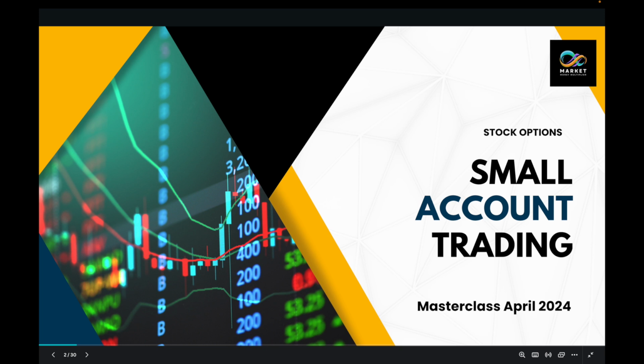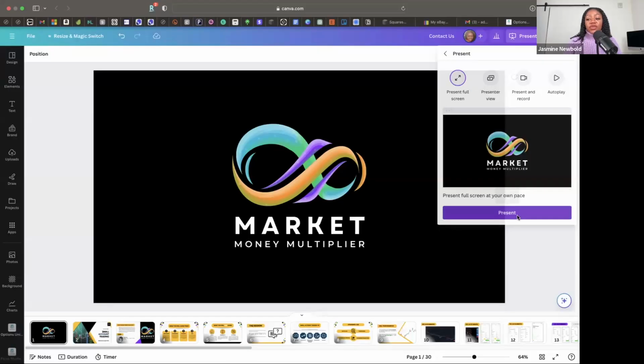I wanted to do this as the first one because there is a big common misconception that you need a lot of money to trade stock options. So this entire month, I pretty much did a challenge with trading stock option contracts that cost less than $200 each. And so I wanted to show you guys that not only is it possible to trade with a small account, but you can make really good returns with a small account.